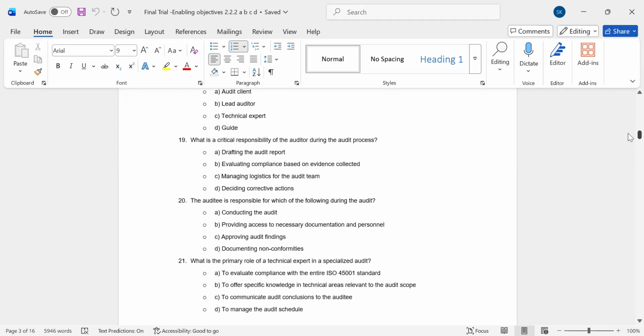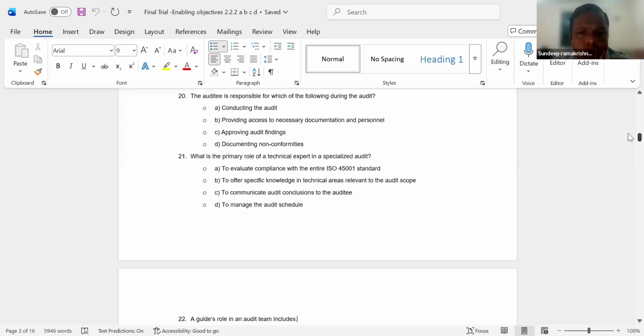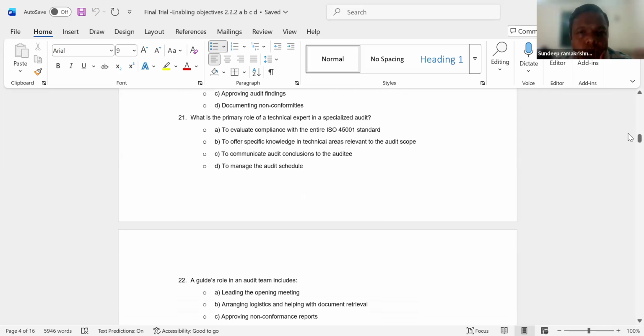Question number 20. The auditee is responsible for which of the following during the audit? A. Conducting the audit. B. Providing access to necessary documentation and personnel. B is the answer. This is a repeated one.